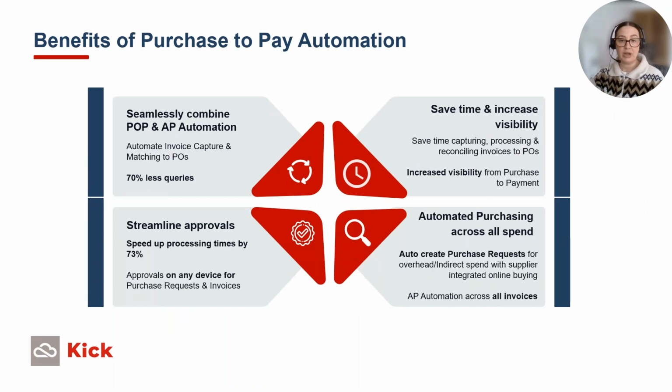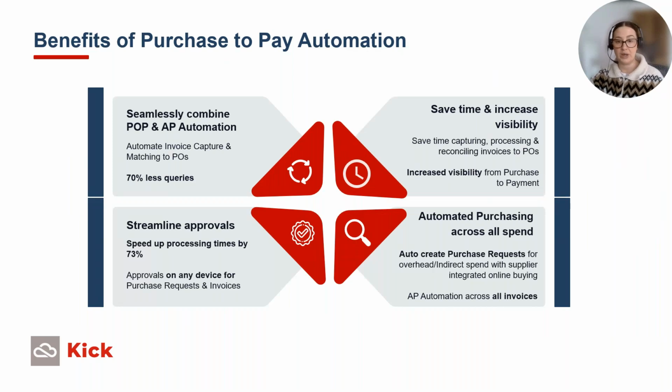Looking at the bottom right, automated purchasing across all spend types. Whether there's additional overhead and indirect spend that you want to factor in, purchase requests can be auto-generated and approved with integrated online buying from suppliers like Amazon Business. All purchase requests can now flow through the same system with AP automation picking up the invoice side end-to-end as well.